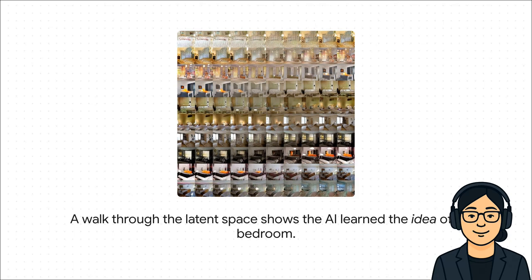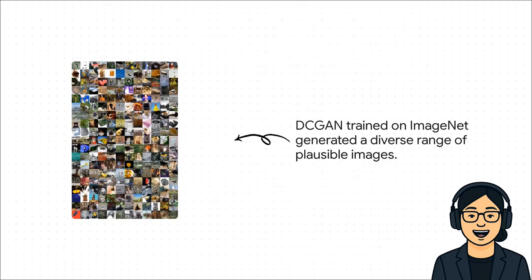This was the proof. The model wasn't just copying, it had learned a true concept of bedroom-ness. And this wasn't just about bedrooms. To really push it to its limits, they trained it on the massive, super diverse ImageNet dataset. And as you can see, it worked. It could generate all sorts of plausible images across tons of different categories. You can kind of make out some birds, what looks like mushrooms, cars, buildings. It proved that these architectural rules were solid and could be used to learn about all sorts of things in the real world.